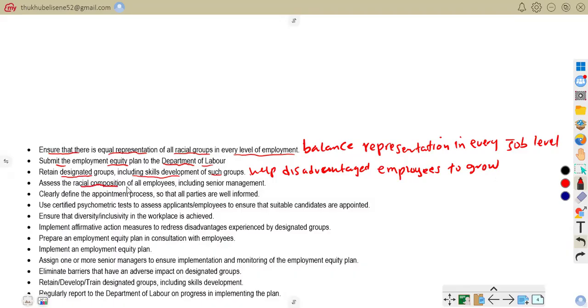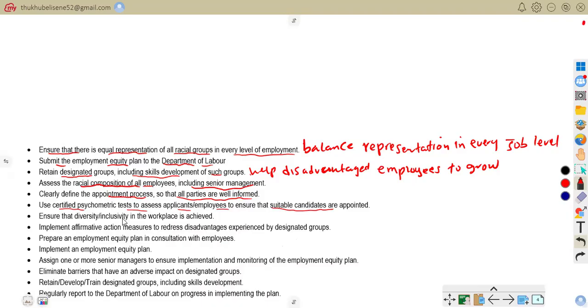Assess racial composition of all employees, including senior management. So business must monitor workforce demographics. Clearly define the appointment process so that all parties are well informed. So we need to make the hiring procedure transparent. Use certified psychometric tests to assess applicants and employees to ensure that suitable candidates are appointed. So it means use fair testing tools during selection. For example, administering an approved aptitude test for new staff.